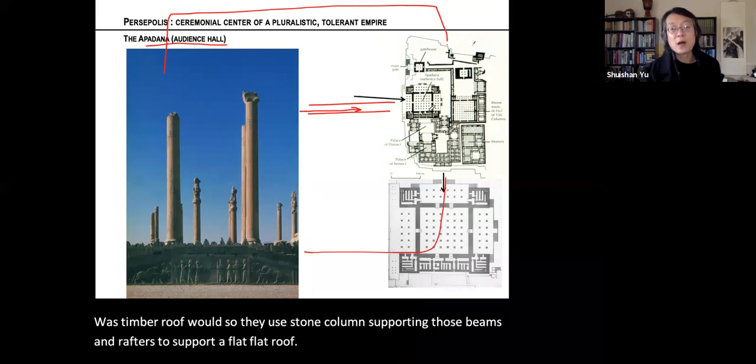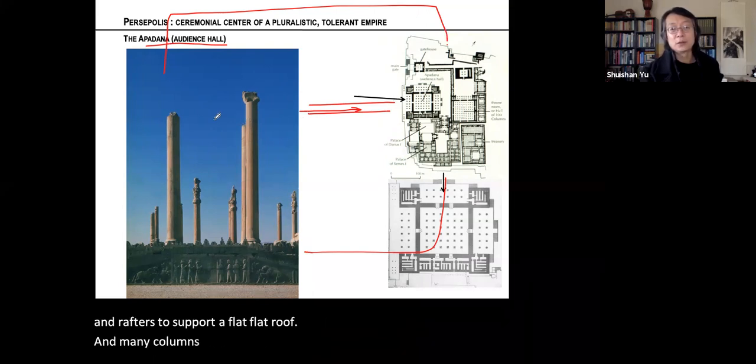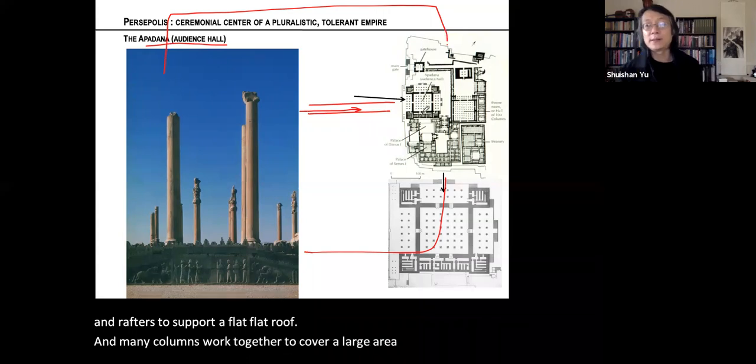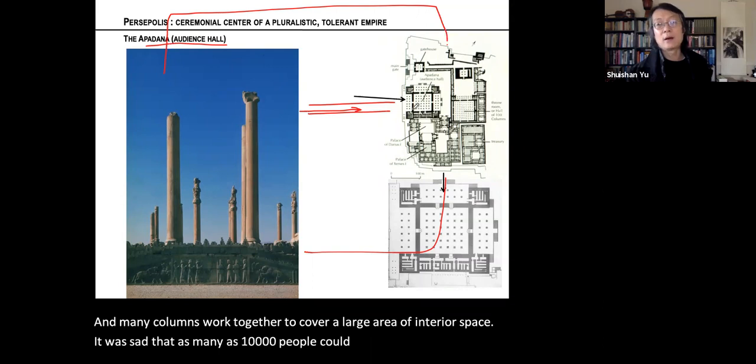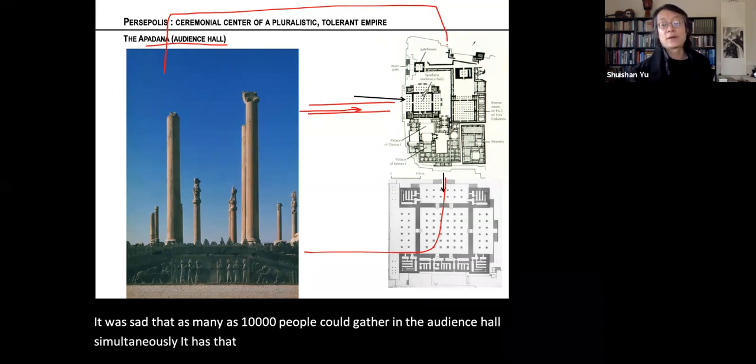And many columns work together to cover a large area of interior space. It was said that as many as 10,000 people could gather in the audience hall simultaneously. It has that kind of large space.